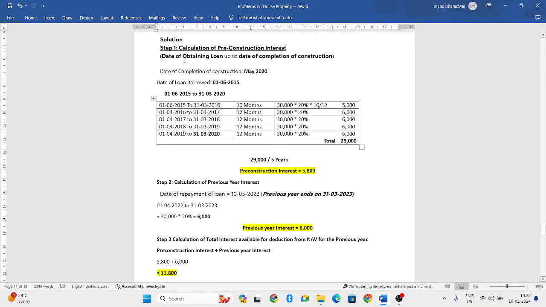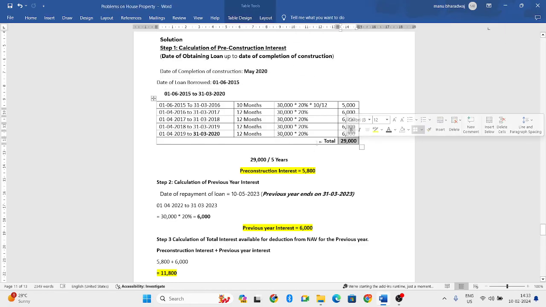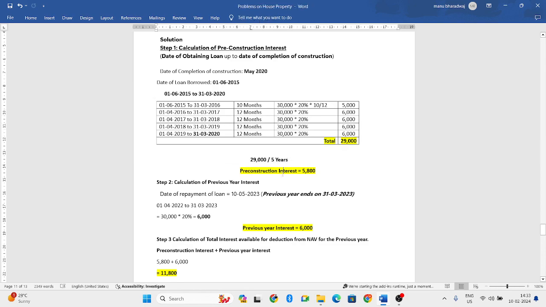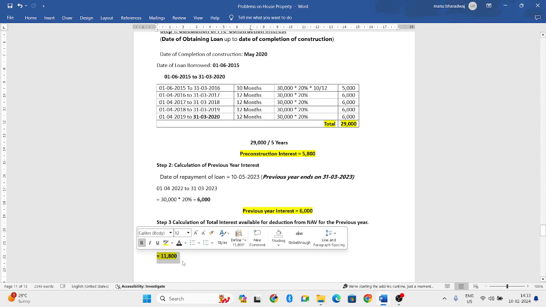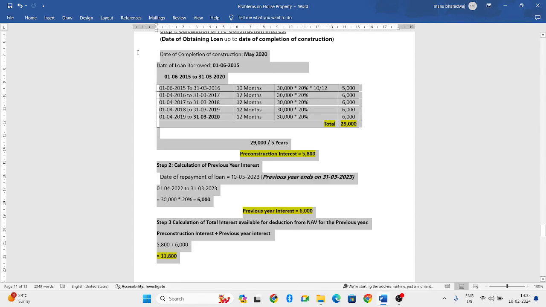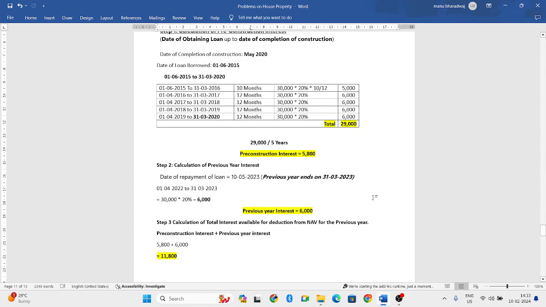So there are 3 steps. First you have to calculate the pre-construction interest, and whatever amount you get, you can take the deduction for 5 years, so you have to divide it by 5. Next you have to calculate the previous year interest. Next you have to add both to get the total interest that can be available for deduction from the net annual value for the previous year. This is how we need to solve the problem. Hope you have understood how to solve it.